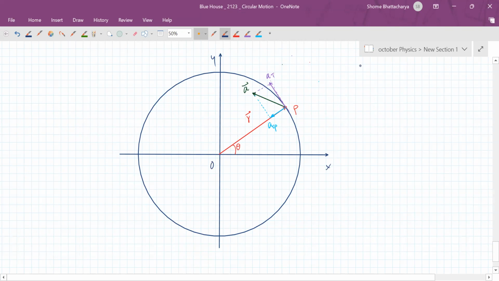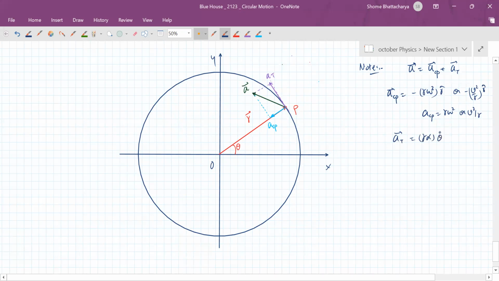So additionally, we can see that since the net acceleration is the sum of centripetal acceleration plus tangential acceleration, centripetal acceleration being minus r omega square r cap, or minus of v square by r cap. So magnitude of centripetal acceleration is r omega square or v square by r. And tangential acceleration is r alpha theta cap. So the magnitude of tangential acceleration is r alpha.